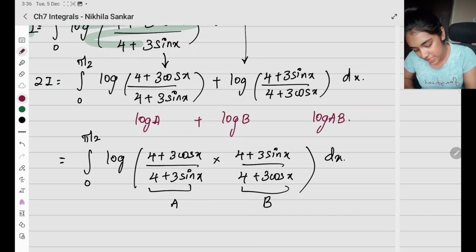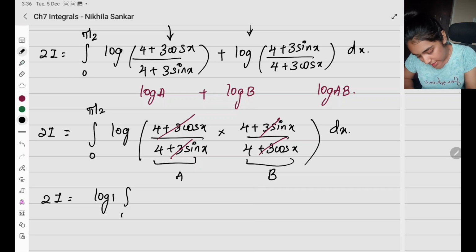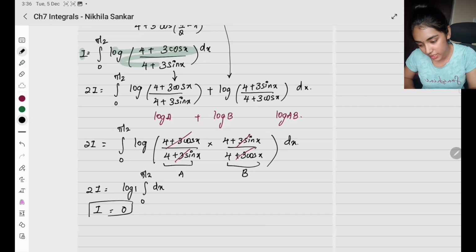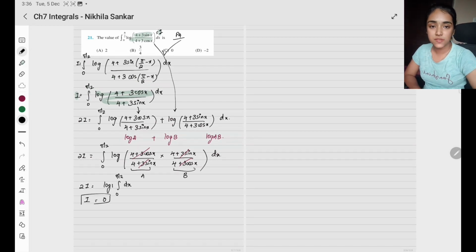So what do I have inside? This gets cancelled and this gets cancelled. So I have log 1. So 2I equals log 1 times integral 0 to pi by 2 dx, but log 1 is 0. So I equals 0. So the value of the integral is going to be 0, which is option C. Okay. So with this we are done with the chapter integration.